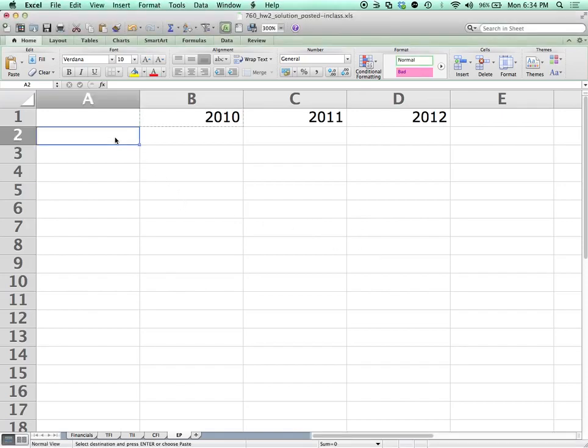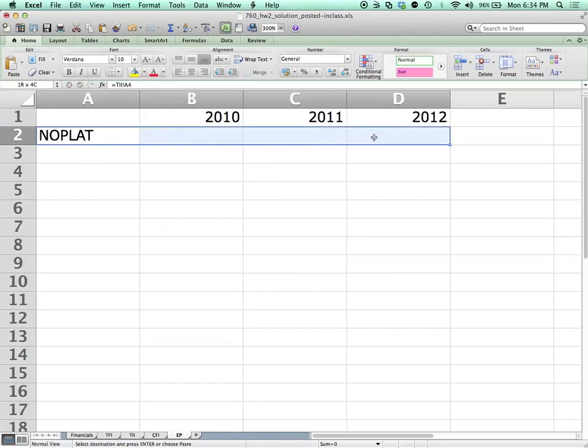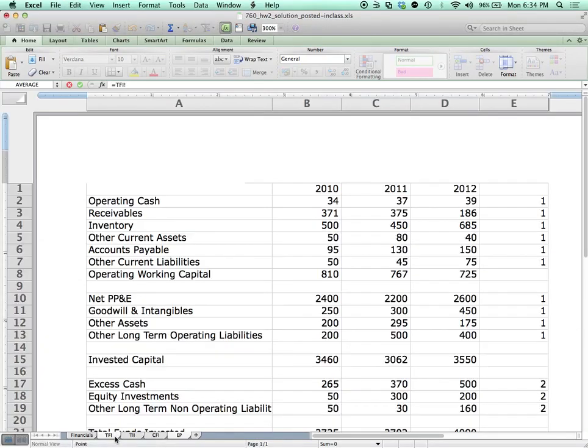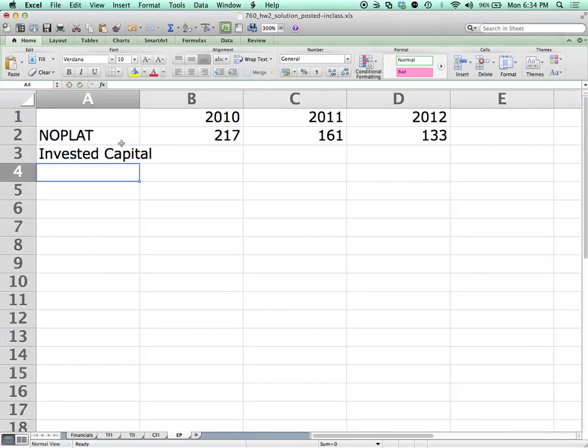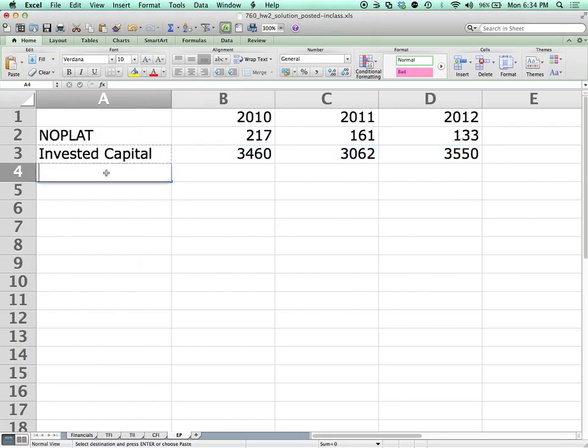So in this case, to calculate economic profit, I need an ROIC. So I go off my TII and I get my NOPLAT. And then I need invested capital, which I'll get off of my TFI. All right, now what I'm calculating is, and I'm asking for you, a beginning of year ROIC, right?